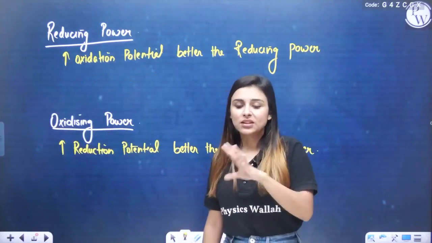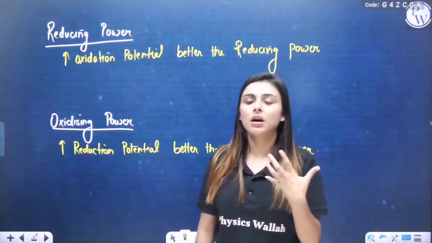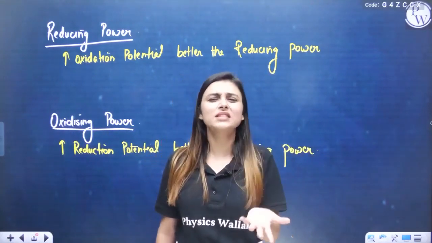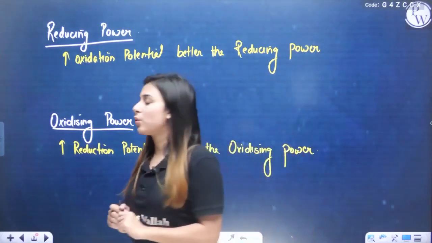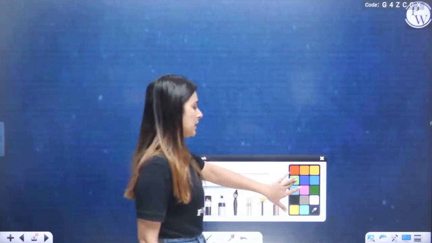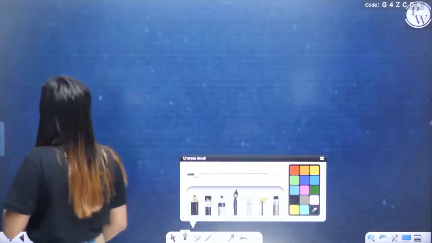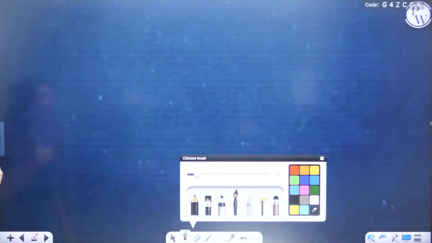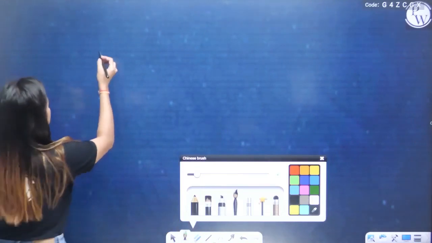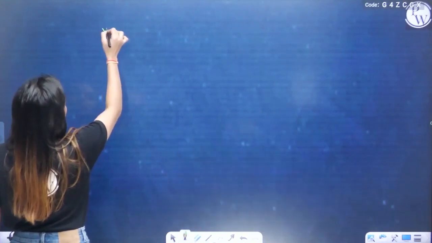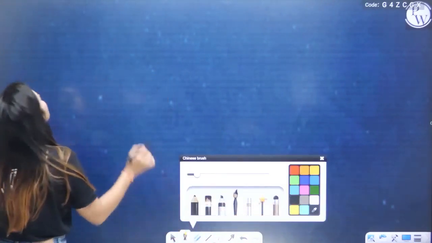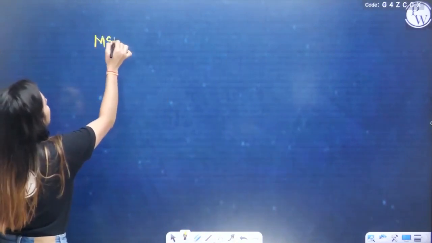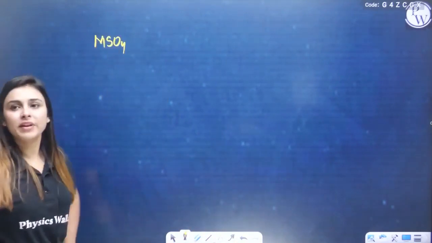These are the few things which you need to understand about the electrochemical series, because mostly these questions are asked. One more important thing which is generally asked, we are going to discuss now. My dear students, let us say you have an aqueous solution of MSO4. Okay, I'll just give you a solution.